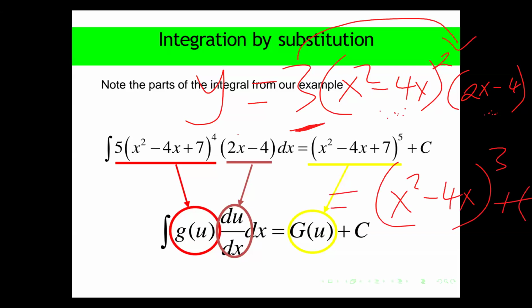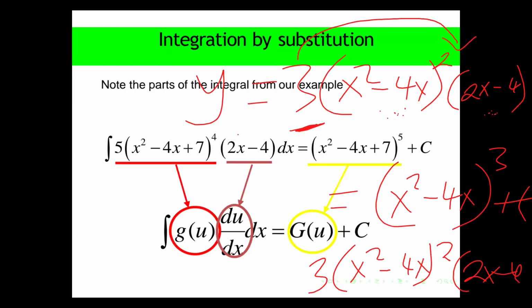If you are to differentiate this now using the chain rule, you drop the 3, maintain the inner function x squared minus 4x to the power 2 now, and then you have the derivative of the inner function, which is 2x minus 4. You've gotten what I mean? We have now differentiated it and it gets back to this. But we are talking about getting it back to where it came from, which is this side. That's integration. You got it?